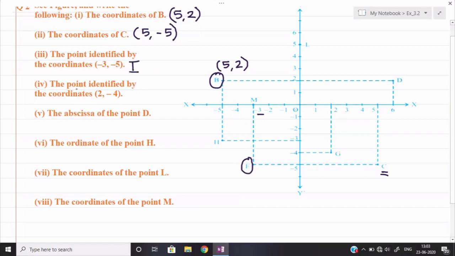Similarly, the point identified by the coordinate 2, -4. So 2, first of all you go to 2 onto the x-axis. See, 2 lies here onto the x-axis. Okay, then go to -4. -4 will be downside, and plus values will be upper side. So we shall go down and see, we are reaching here. It is exactly in front of -4, and this point is point G. So we can write down the answer here as G.